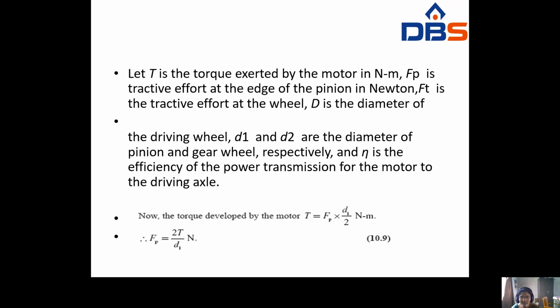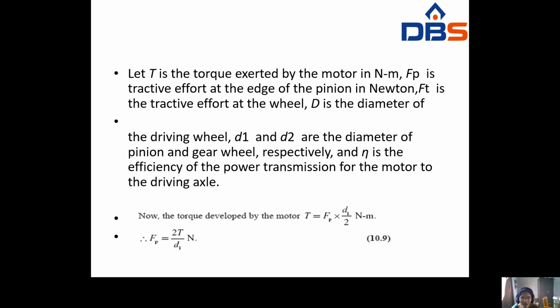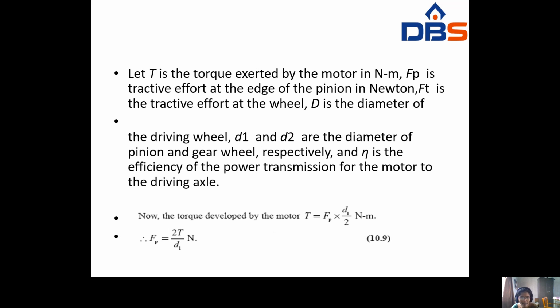Ft is the tractive effort at the wheel, in Newtons. Capital D is the diameter of the driving wheel. D1 and D2 are the diameters of the pinion and gear wheel respectively: D1 is the diameter of the pinion and D2 is the diameter of the gear wheel. And eta is the efficiency of the power transmission from the motor to the driving axle.